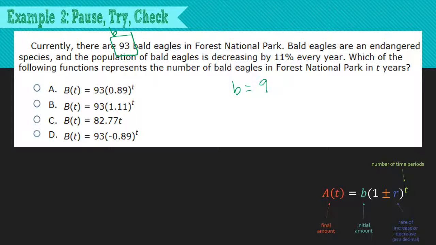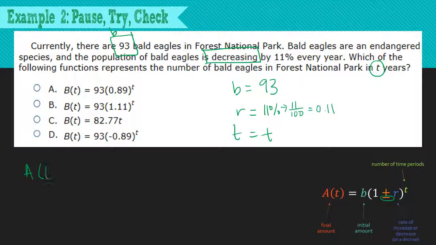I'm going to make a list here of the variables that I need. It tells me that my rate is decreasing. So since I'm decreasing, this time I'm going to use that minus sign, and I'm decreasing at a rate of 11%. And we know that if we have a percentage, we just divide that by 100 to get an actual decimal. So I'm going to have 0.11 for my rate. And it says, which of the following functions represents the number of bald eagles in the park in t years? So I'm just keeping t as a variable. I'm not actually solving for anything. I'm just writing the equation.